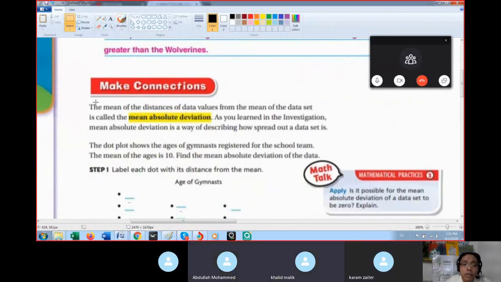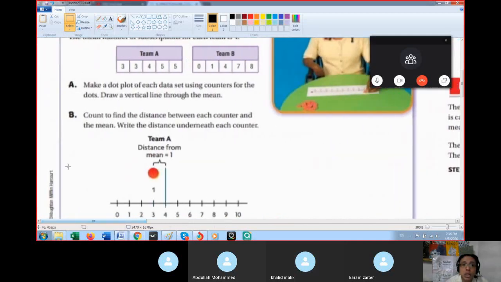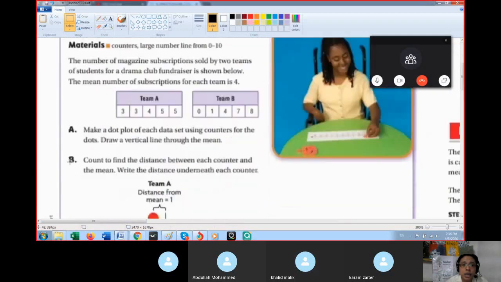So when we talk about mean absolute deviation, the mean of the distance of the data values from the mean of the data set is called mean absolute deviation. Okay? Now, how to get the mean absolute deviation? Look at this example.